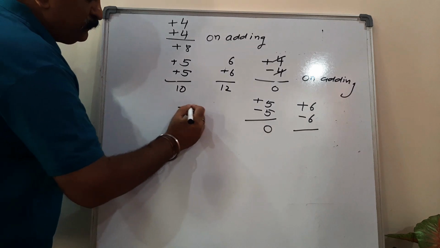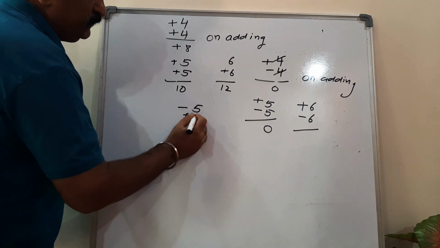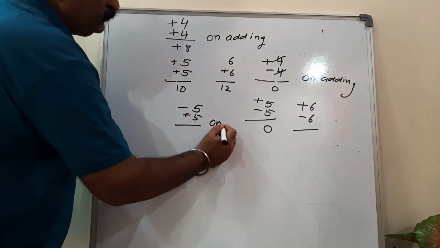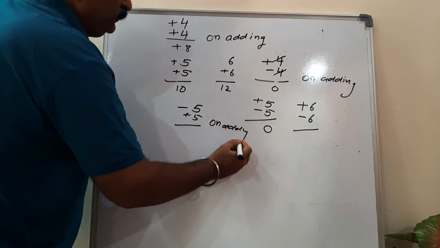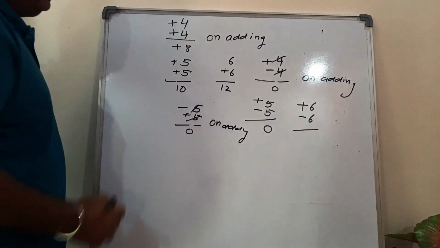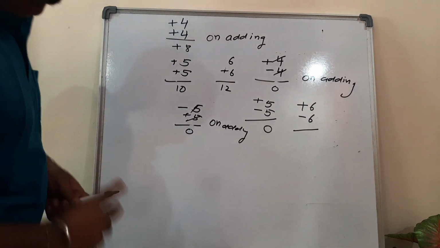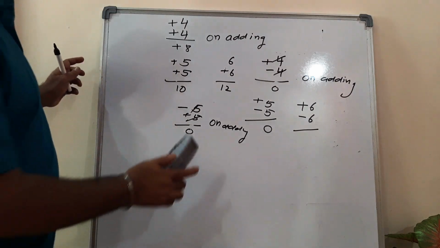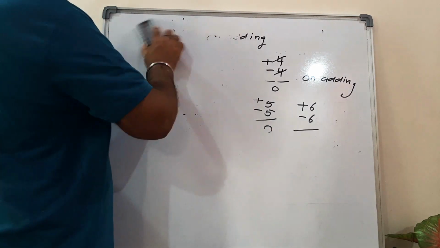Similarly, if you are getting minus 5 plus 5, and you write here on adding, it becomes 0. It means plus and minus become 0. Then what do you have to write here? On adding. Now, the next concept.